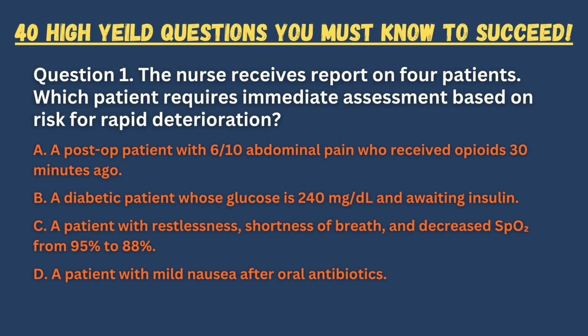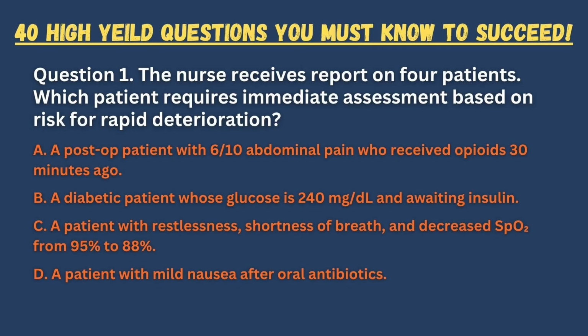Question 1. The nurse receives report on 4 patients. Which patient requires immediate assessment based on risk for rapid deterioration? A. A post-op patient with 6 out of 10 abdominal pain who received opioids 30 minutes ago. B. A diabetic patient whose glucose is 240 milligrams per deciliter and awaiting insulin.